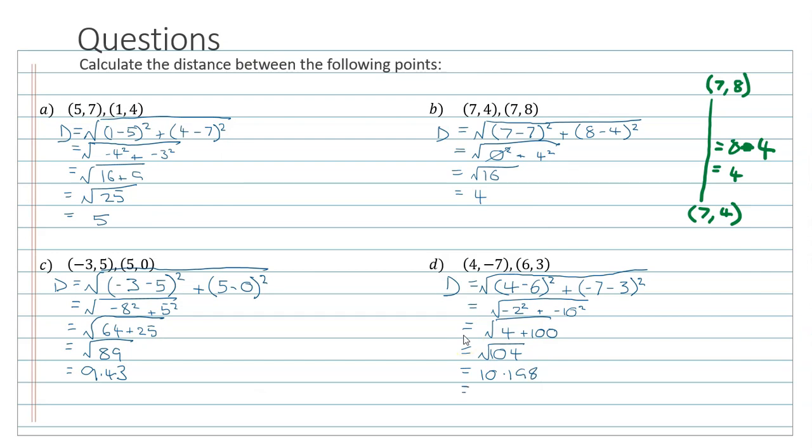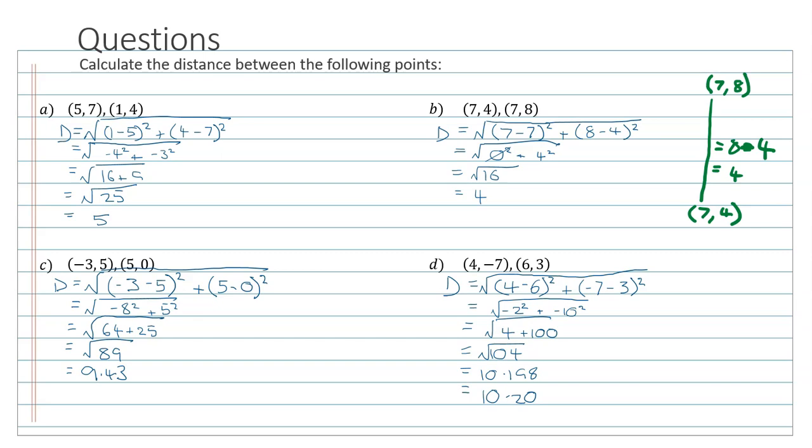Rounding to 2 decimal places, that's going to be 10.20 because the 8 rounds up, causing this 9 to round up, so 20. So those are some examples of how we can calculate the distance between 2 points.